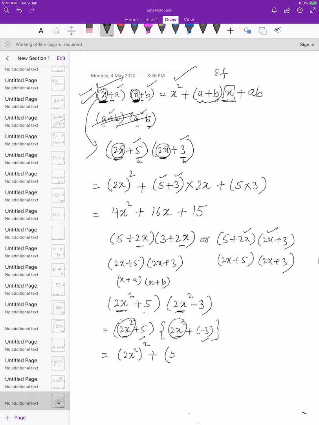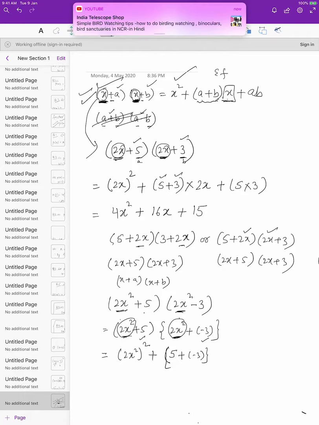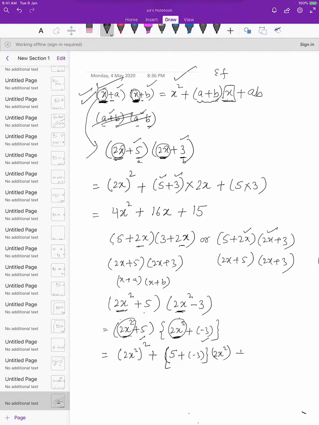So I will write 5 plus minus 3 into x. X you don't have to write. What you have to write? The common term. And what is the common term here? 2x square. Okay? Plus a into b, that is 5 into minus 3. So now when I open the bracket, I will get 4x to the power 4 plus, now what is 5 minus 3? That will give you 2. 2 into 2 will give you 4.